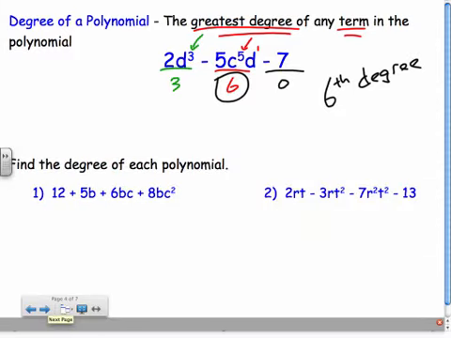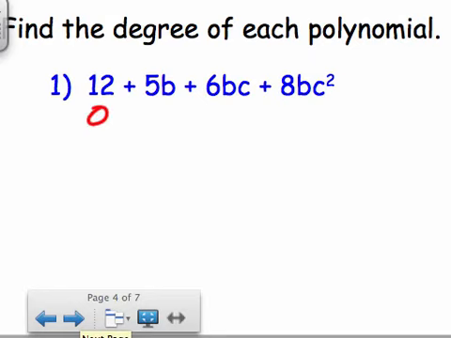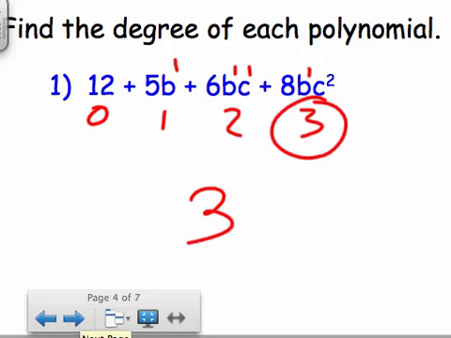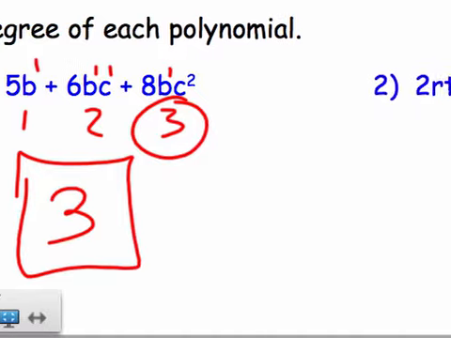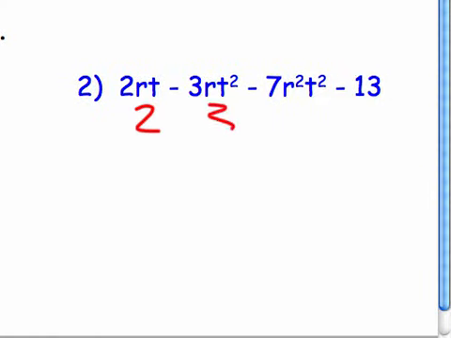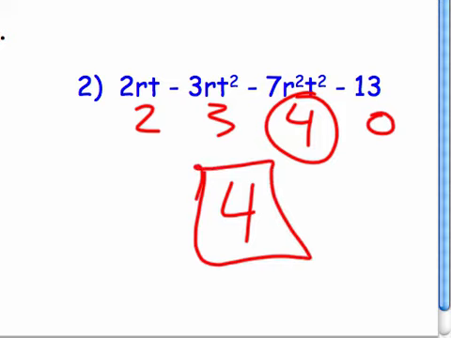Looking at a couple examples, we'll just go through this quick. You just count up the degree. This would be to the 0 degree, 5b is to the first degree, bc would be to the second degree, and bc squared would be to the third degree. So there you go. This would be to the third degree. Not much to that, finding the degree of the polynomial. Same thing over here. This would be to the second, third, fourth, 0. You just pick the greatest one. So this polynomial, the entire thing would be to the fourth degree.